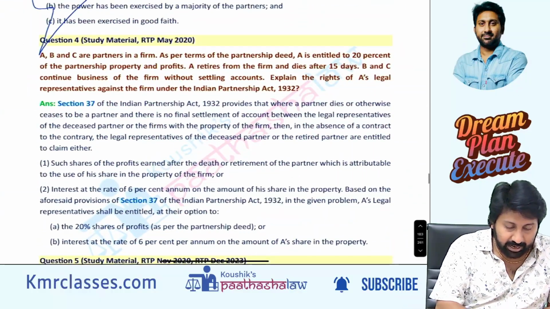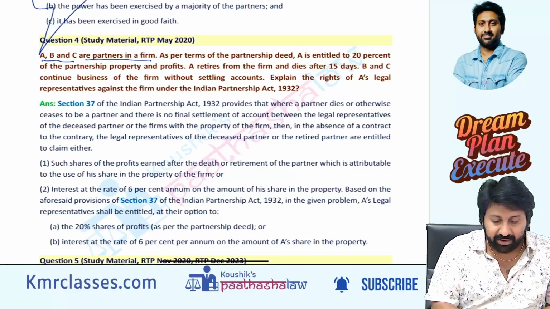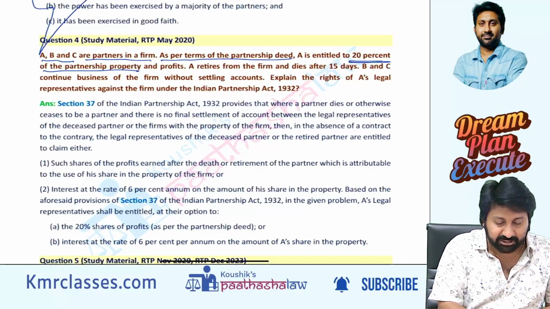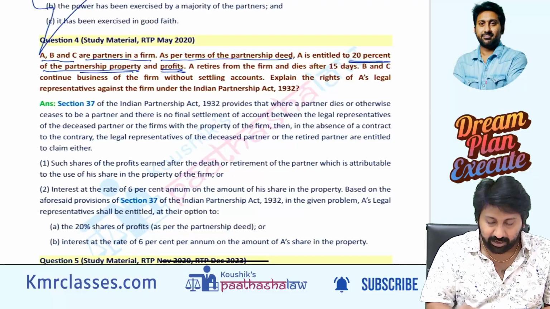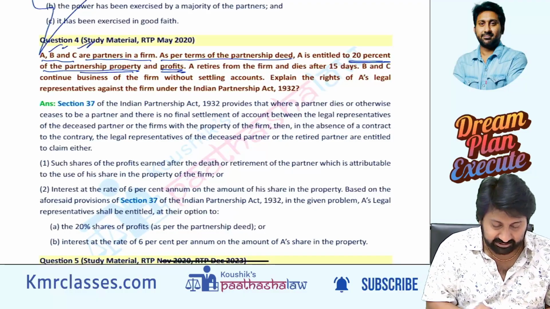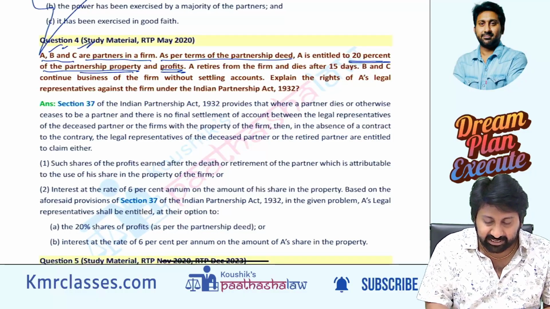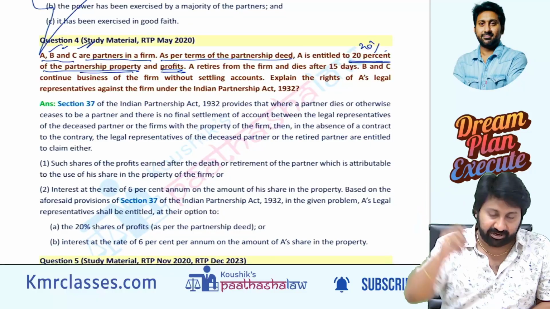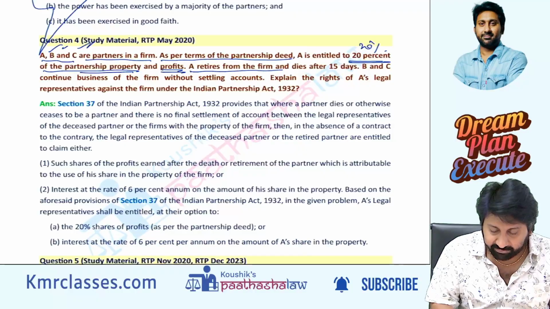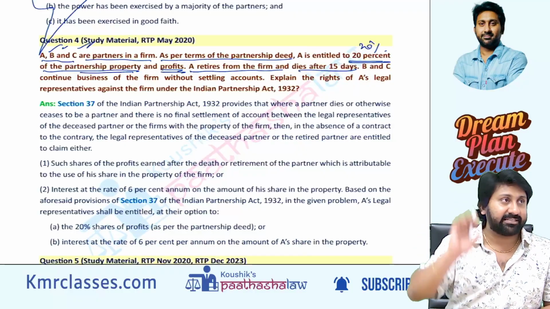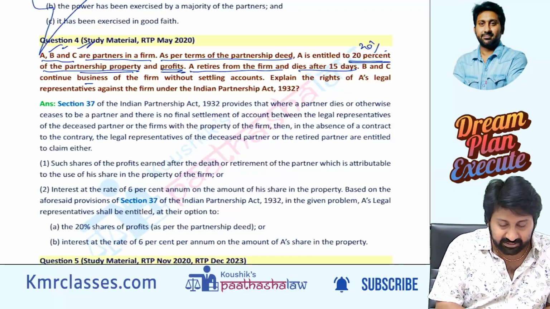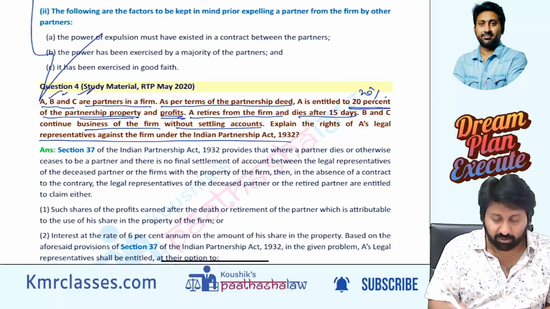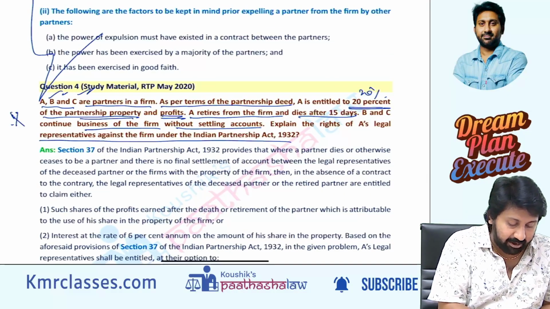Next one. A, B and C are partners in a firm. As per the terms of the partnership deed, A is entitled to 20% of the partnership property and profits. A retires from the firm and dies in 15 days. B and C continue the business of the firm without settling the accounts. Explain the rights of A's legal representative against the firm. Very, very important one.